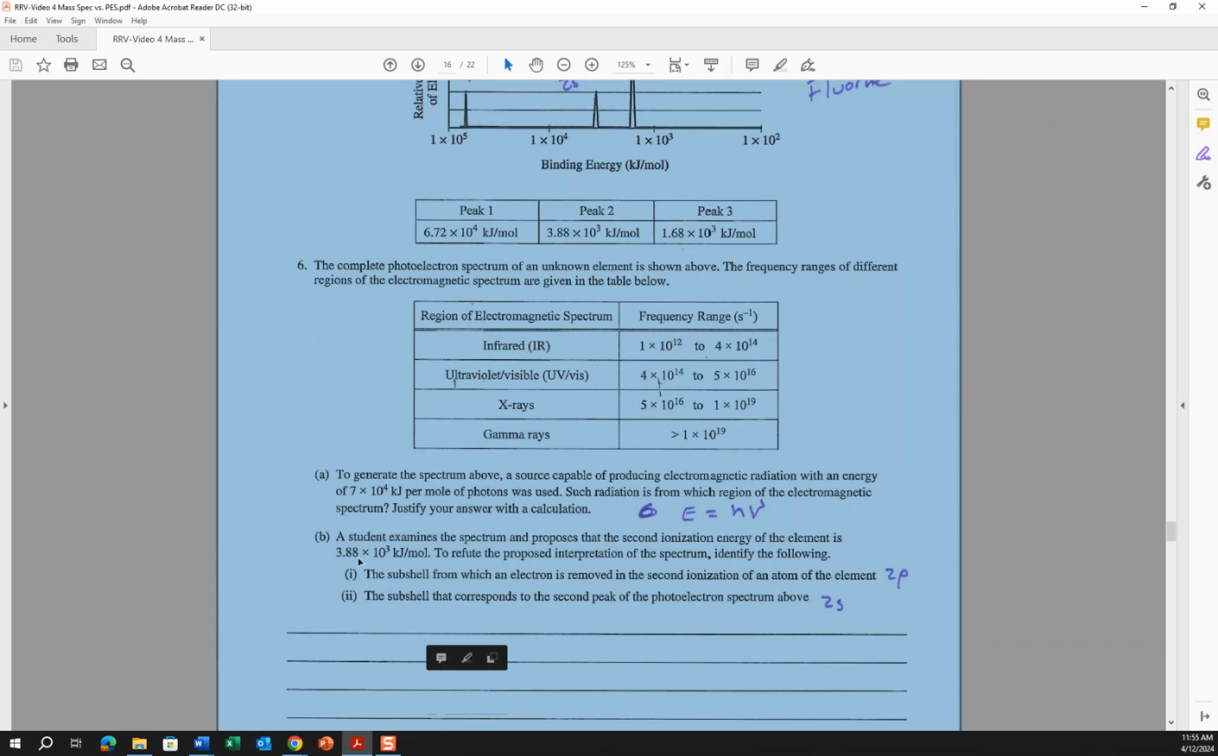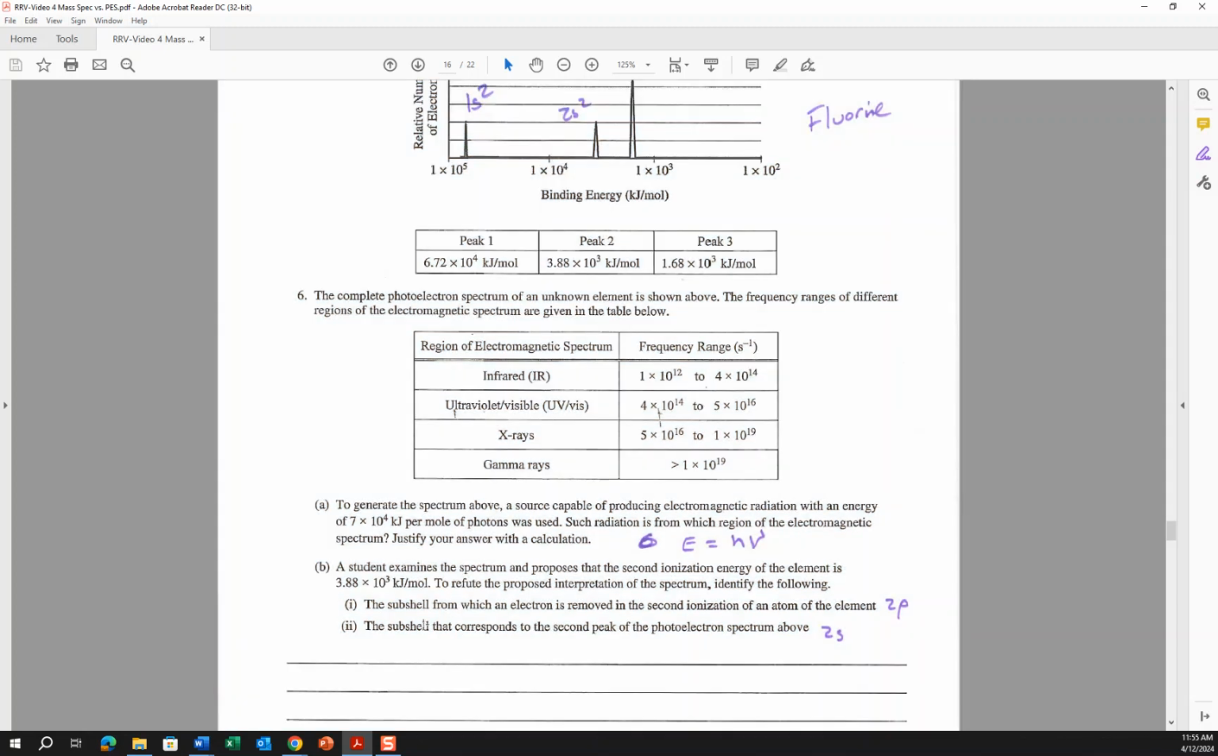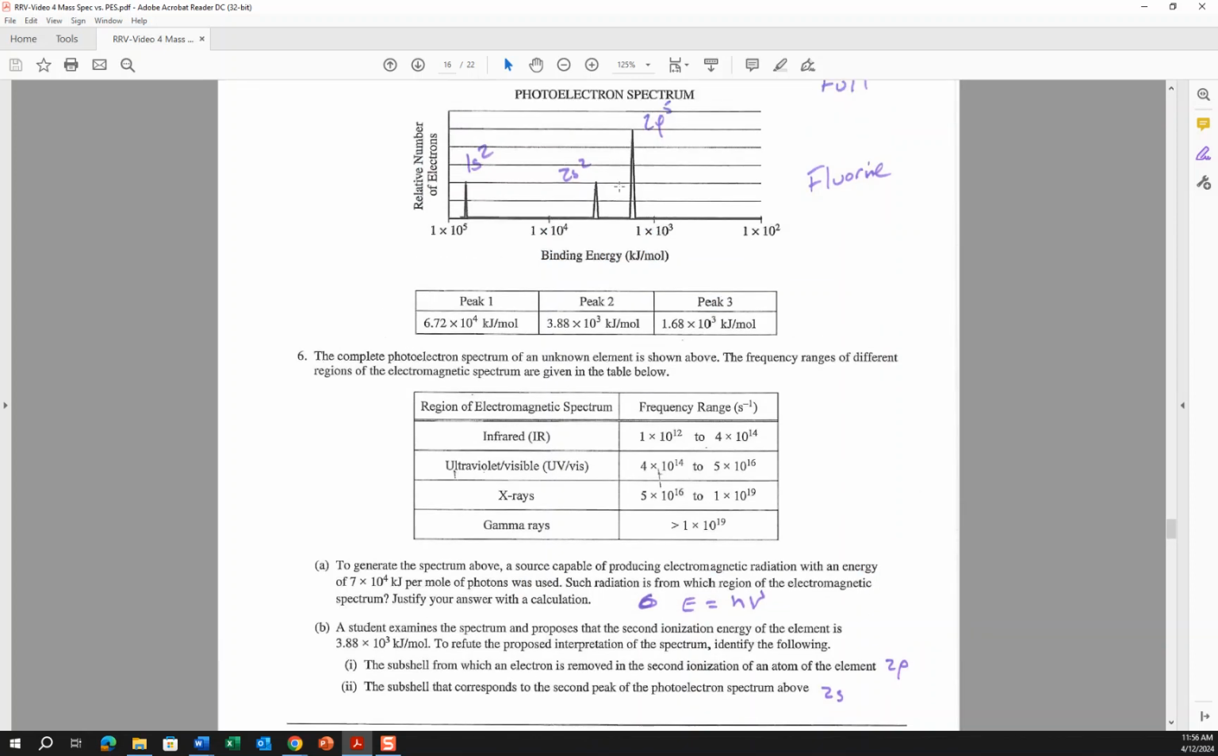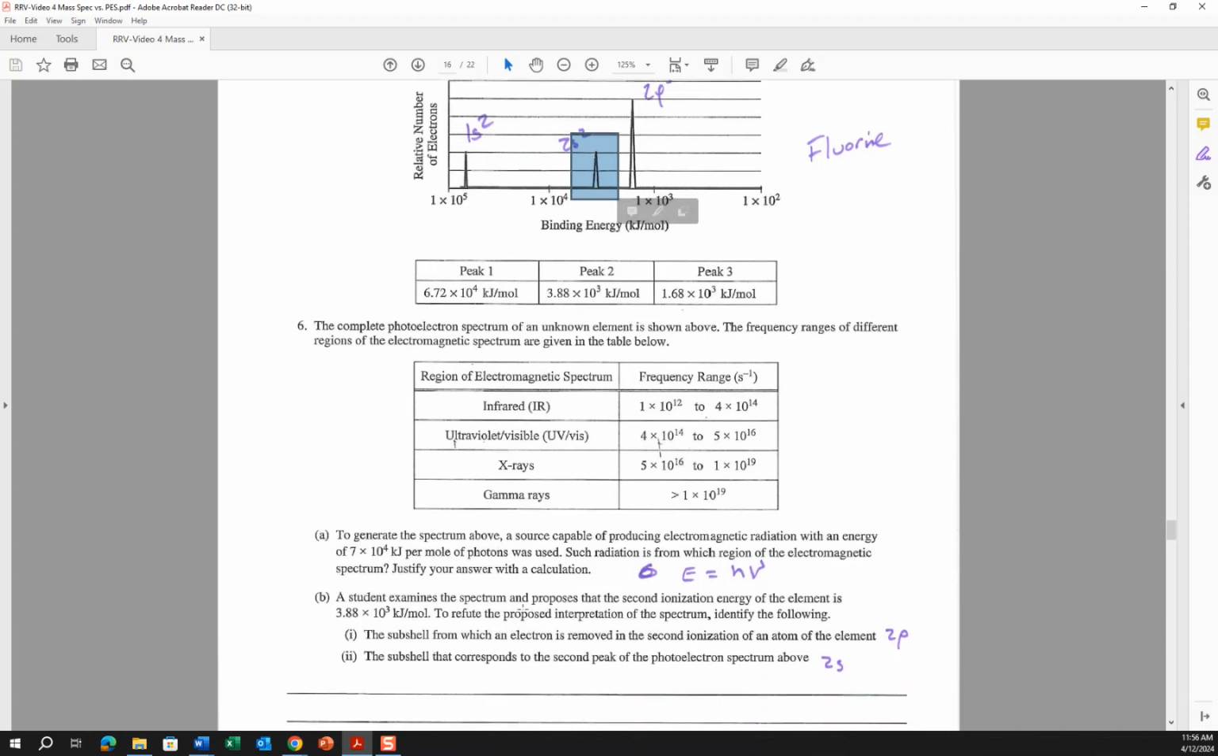But the answer for B I, the subshell from which an electron is removed in the second ionization. So the second electron removed would still be from this peak. So it'd be the 2p peak. And the subshell that corresponds to the second peak of the photoelectron spectrum. So that second peak is the 2s peak. All right. So the answer to B I here is the 2p, and B II is the 2s.